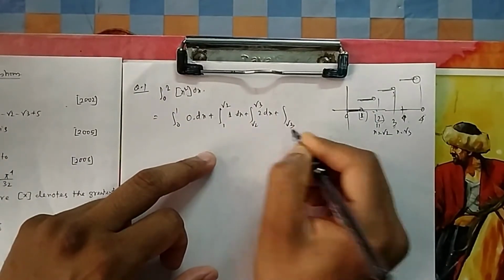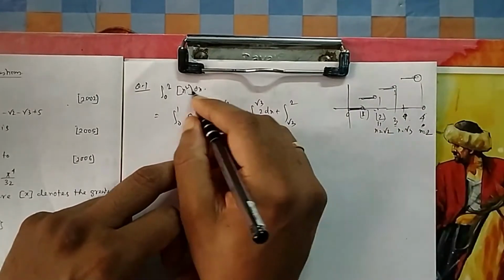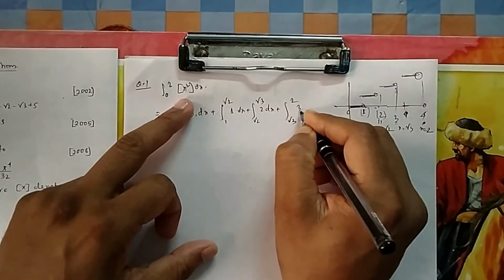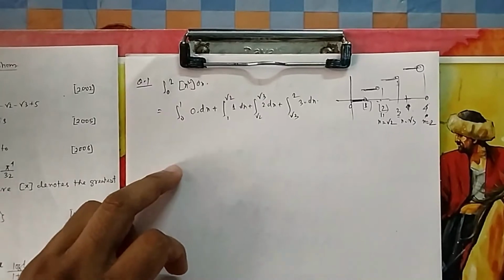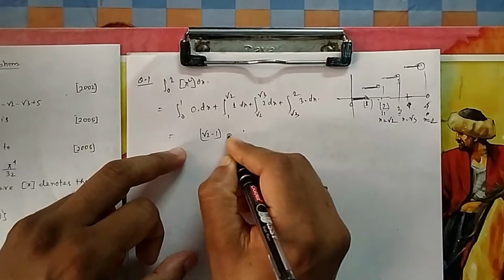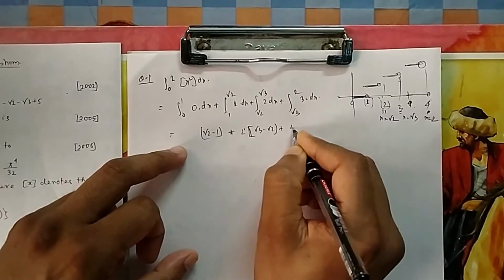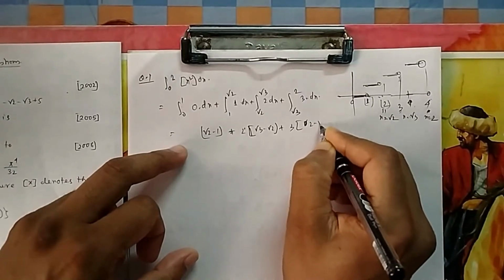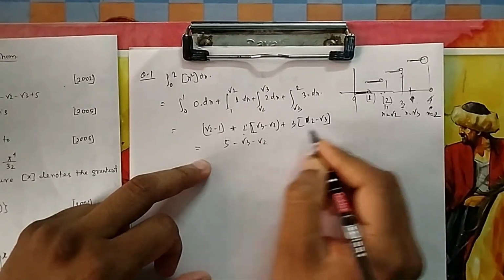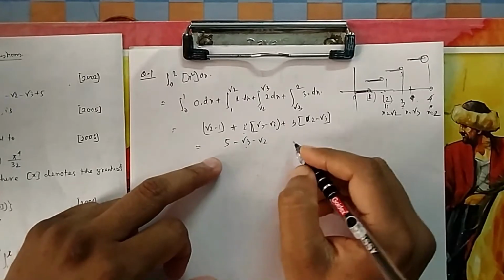Plus then from root 3 to this one, output is 4. That means your x is 2, that's why 2 square is 4. So from here, your output will be 3, so 3 into dx. So if you integrate this one, I think it is easy. It is 0, it will be root 2 minus 1, plus 2 into root 3 minus root 2, and plus 3 into 2 minus root 3. So ultimately you will see 6 minus 1, 5 minus root 3 minus root 2, and it will be minus root 2. That is your option D.